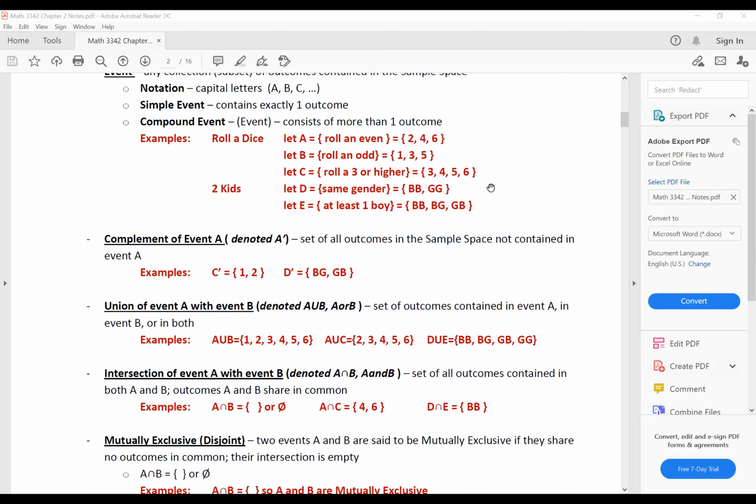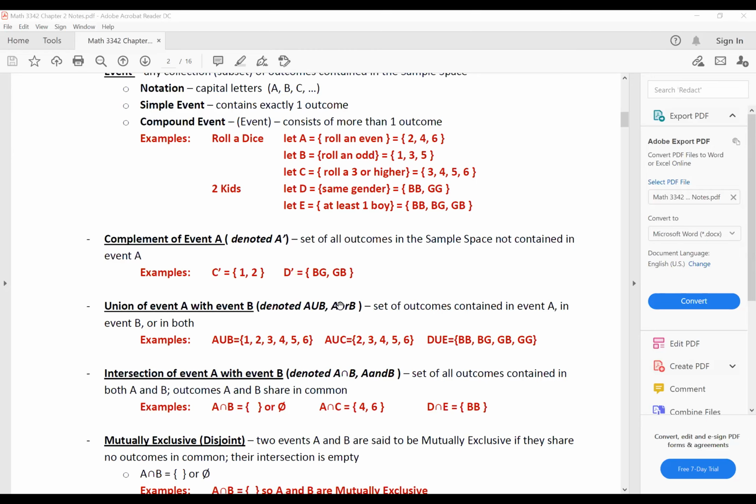Okay, so union of event A with event B. That means union of two events or union of two sets. So what is the union of two events? The union of two events is the set of outcomes contained in A, in B, or in both. That means you have to collect all the outcomes which are in A and also in B, but you do not need to write the same outcome twice.